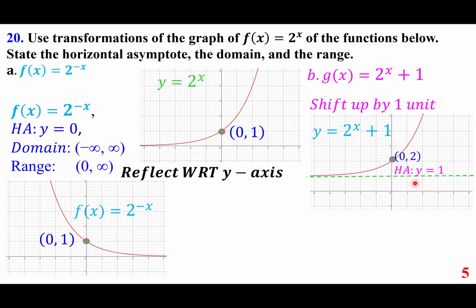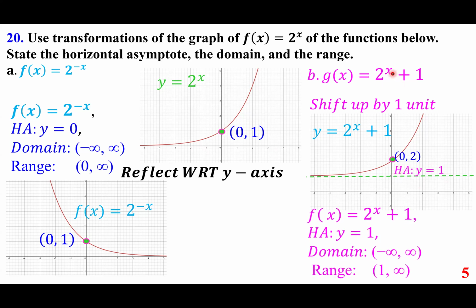So what is the result? Well, the horizontal asymptote was y equal to 0. That's not the case anymore. The horizontal asymptote has changed to y equals 1. The domain is all the same. The range was 0 to infinity, but this one's range is now from 1 to infinity. So that's the difference that happens here.